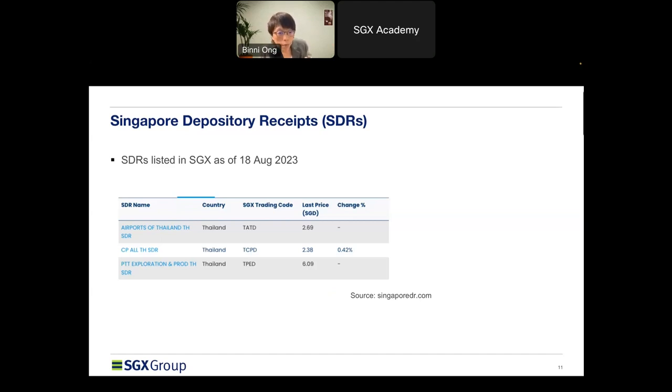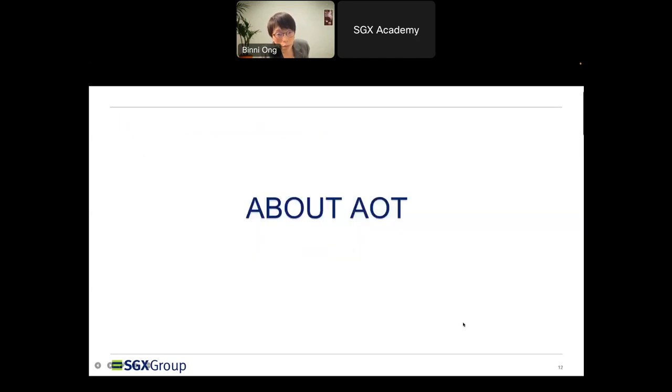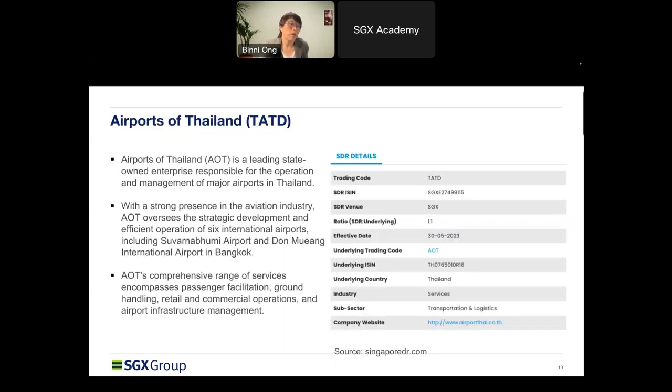I hope that these price levels, either you yourselves are involved, already vested, and it will be useful for you, or that you would want to monitor them, and in case there's any opportunity, you might be able to use all these price levels. All right, so the first one is AOT, which is Airport of Thailand.